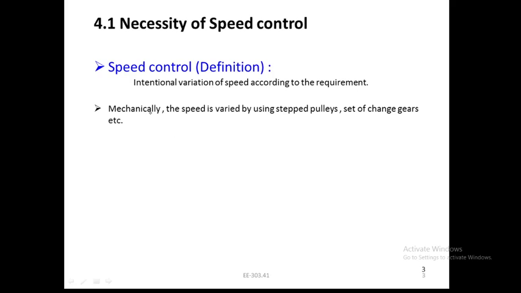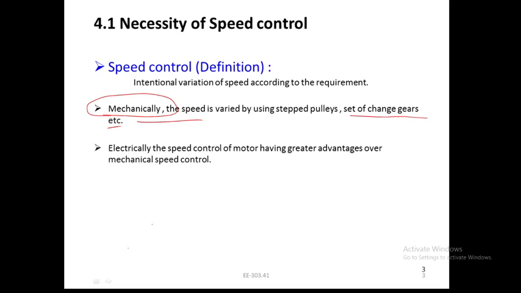So mechanically, we can achieve speed control by means of mechanical methods. The speed is varied by using stepped pulleys. So here we have gearing systems, right? A set of gears are placed, right? From that we do the mechanical speed control, and from that we do the setup changes.